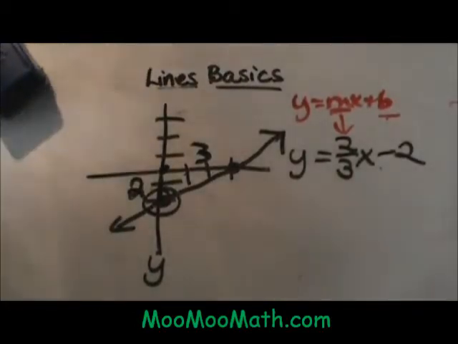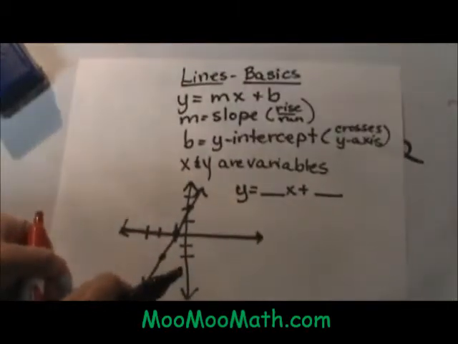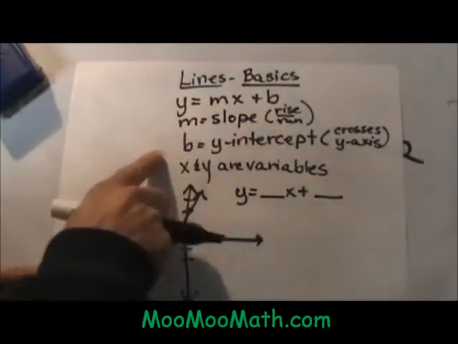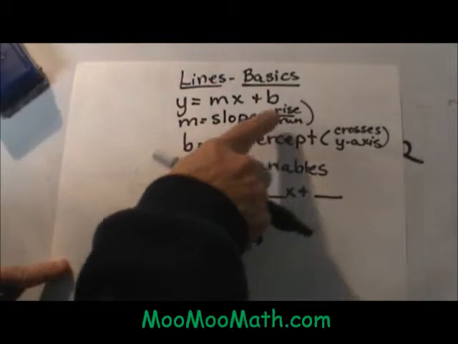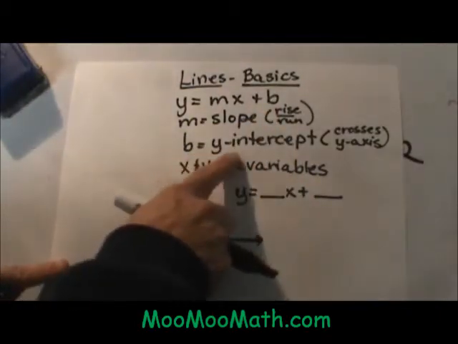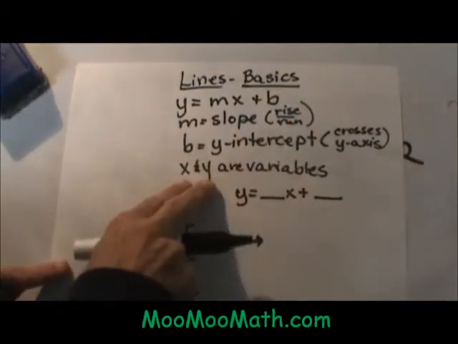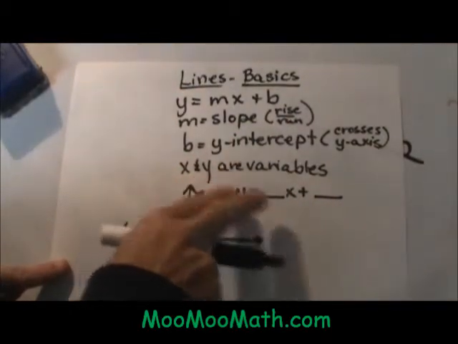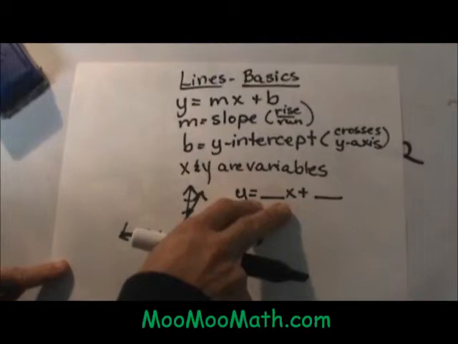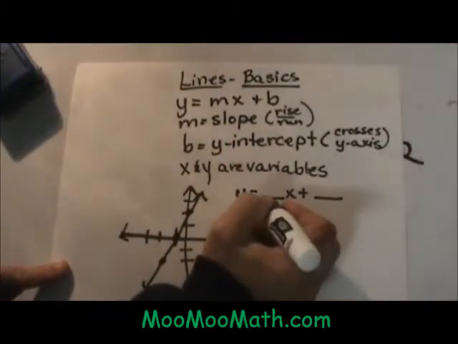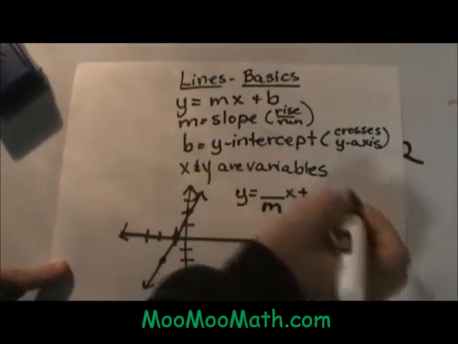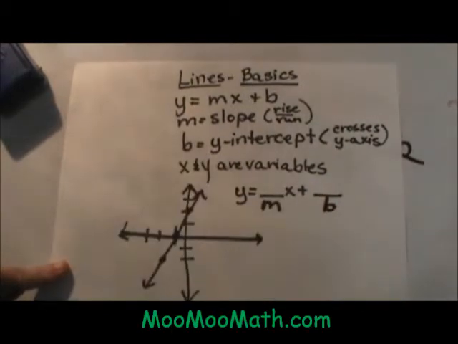Now, here's a quick little overview. You've got the form y equals mx plus b, where m is the slope, and that's rise over run. b is your y-intercept. That's where it crosses the y-axis. And then you keep your x and the y as variables. So here's your skeleton equation. You're going to plug in here your m for slope, and here your b for your y-intercept.